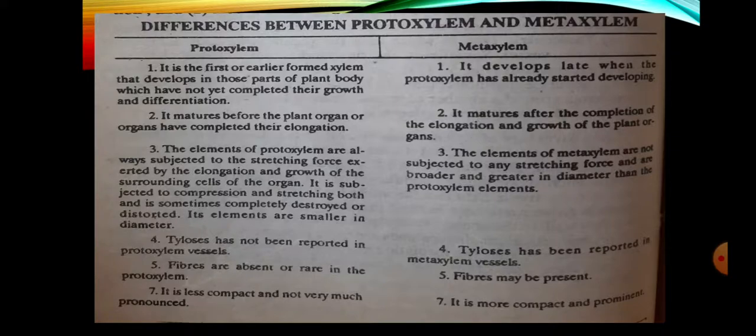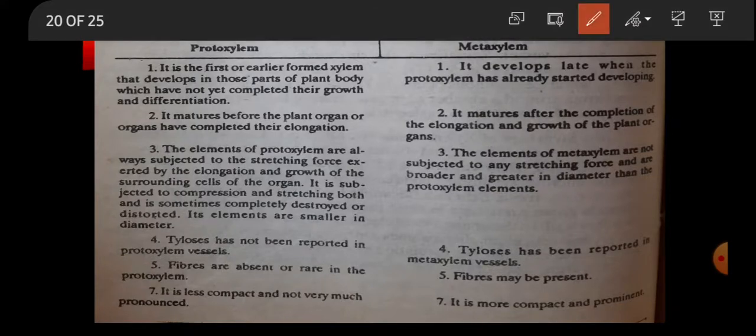Now there are some differences between protoxylem and metaxylem. Protoxylem is the xylem which is formed earlier, and it develops in plants which have not undergone complete growth. This is the raw material. Metaxylem develops later, when the protoxylem has already started developing. First protoxylem develops, then metaxylem develops. Protoxylem matures even before the cell has completed elongation. But when the cell has fully matured, those whose maturation is completed afterward are metaxylem.